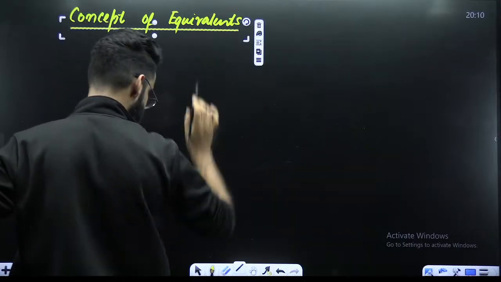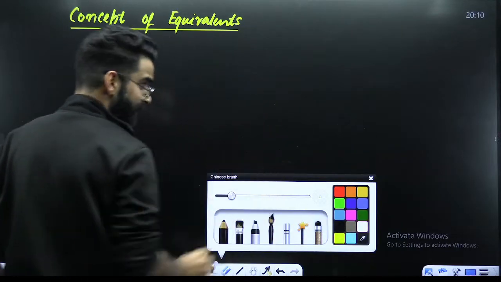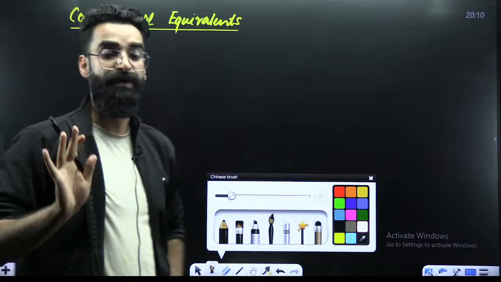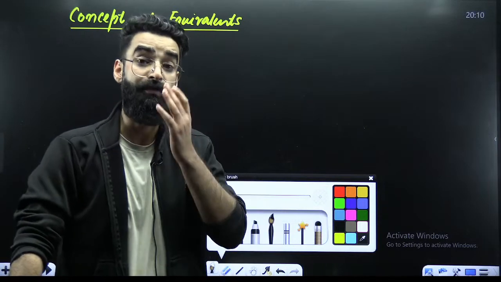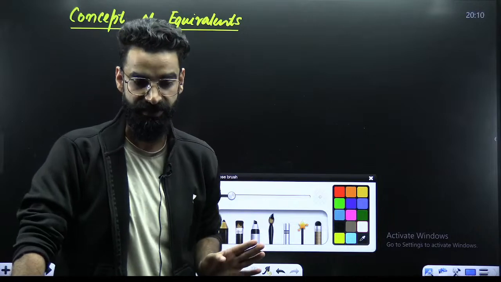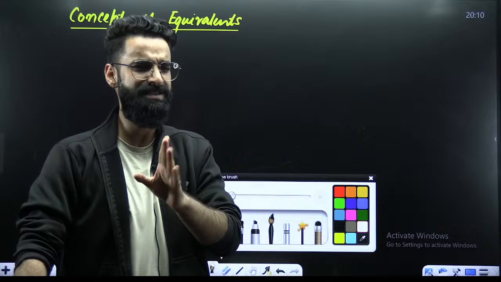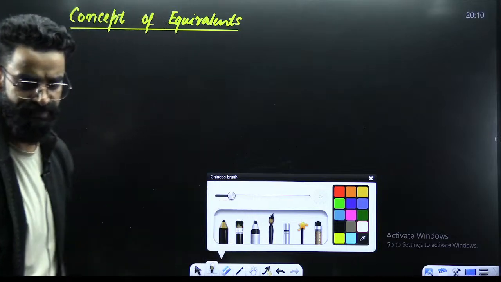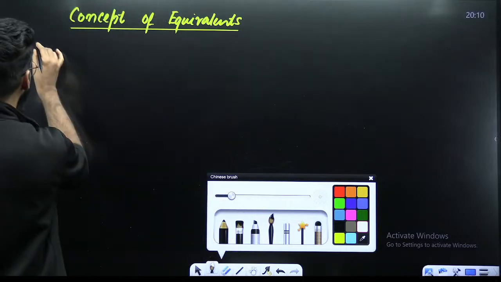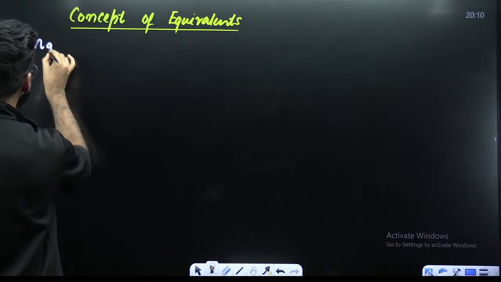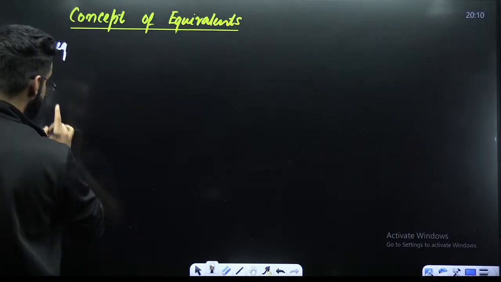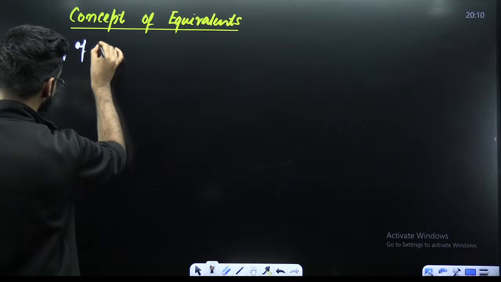Concept of equivalence. My dear students, I'm going to give you few results. You are going to remember those results first of all. I'm going to give you few results directly. Just remember them directly. The first result: number of gram equivalents of a substance.